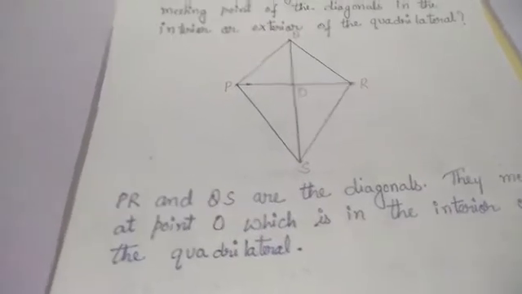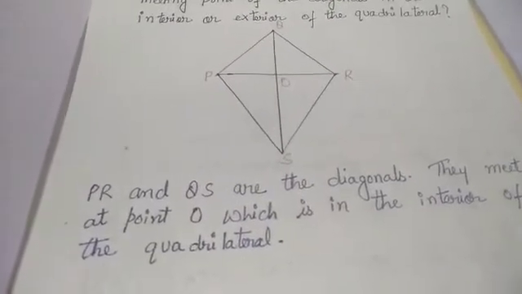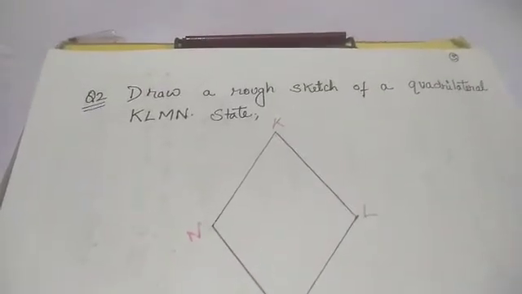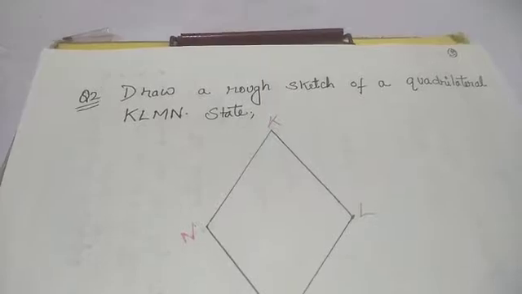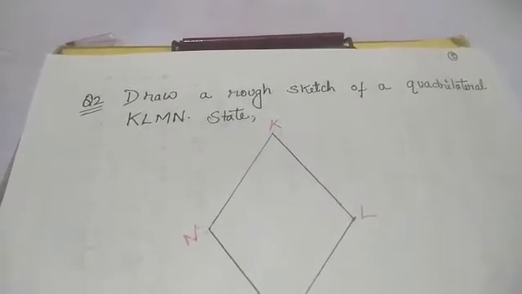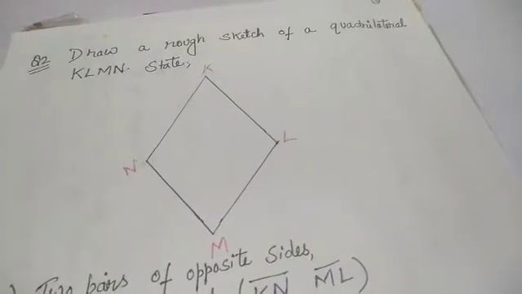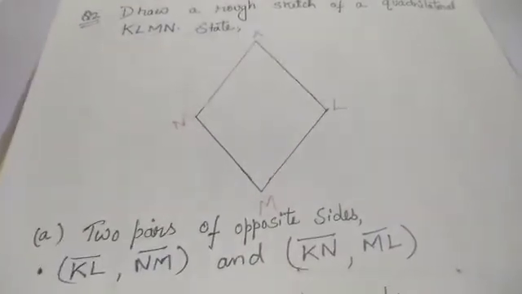Now we'll discuss about circle, parts of circle. Here is a question number 2 of exercise 4.5. Draw a rough sketch of a quadrilateral KLMN. State. Here is the figure. We have drawn it. Now part A.